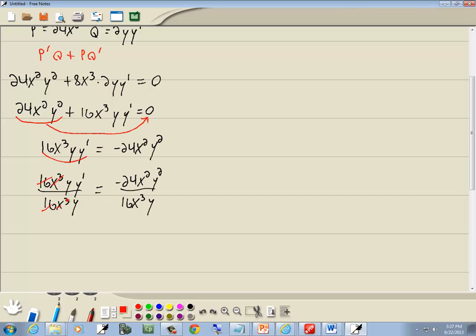16's cancel here, the x to the thirds cancel, and the y's cancel. And we end up with y prime is equal to, and I can simplify this a little bit. 24 and 16 are both divisible by 8. So negative 24 divided by 8 is 3, and 16 divided by 8 is 2. Now here we have x squared, and here we have x to the third. Subtract your smaller exponent from the larger one. 3 minus 2 is 1, and you have x up first where our larger exponent was, which was down below. Now here we have y squared over y to the first power. Again, you subtract your smaller exponent from the larger one. 2 minus 1 is 1, and you have y to the first power where the larger exponent was, which was up on top.